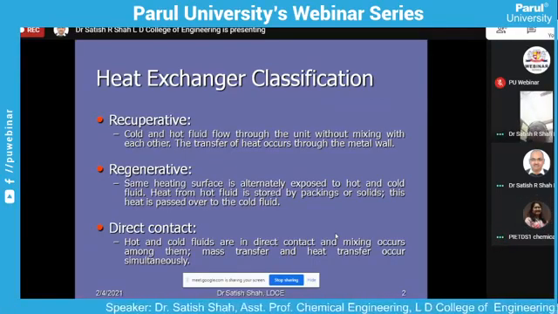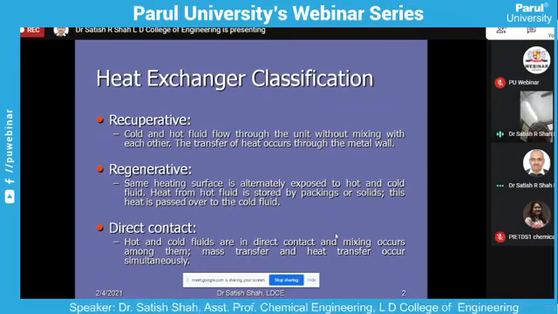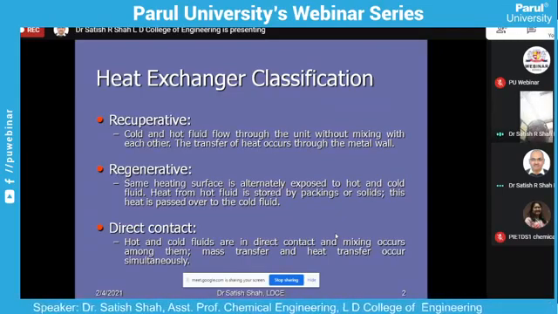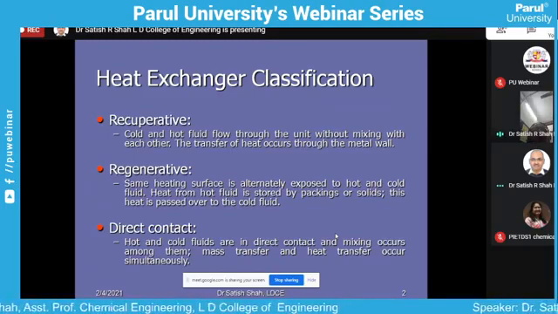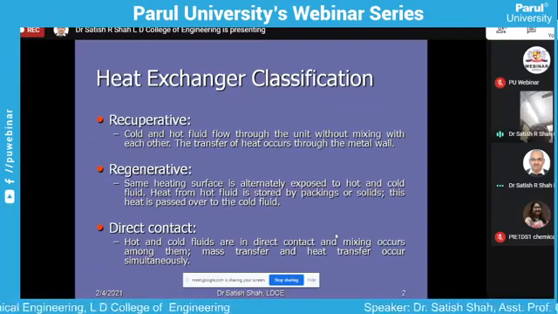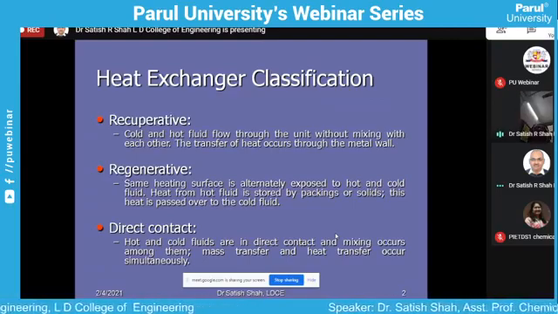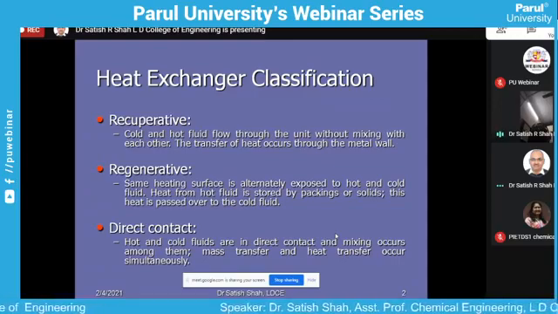Okay, fine. So now see, basically heat exchanger classification we can do in many ways. I'm just showing you one of the ways. Suppose I say recuperative. Recuperative means, in heat transfer we have cold and hot fluid flowing, and in between we have a metal wall. Suppose we take the case of a shell and tube heat exchanger. One fluid will flow in the shell and the other fluid will flow in the tube. So in between we have the tube wall.